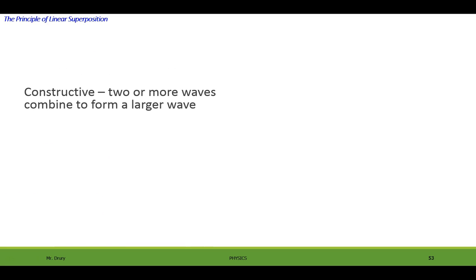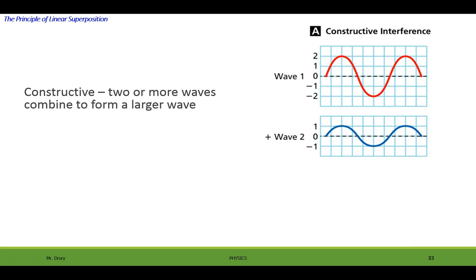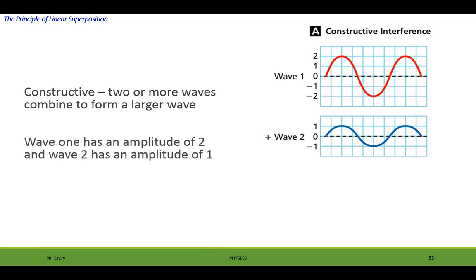Constructive interference: two or more waves combine to form a larger wave. So here we have two waves, wave 1 and wave 2. Wave 1 has an amplitude of 2, and wave 2 has an amplitude of 1. So here's wave 1, which goes up 2 units and down 2 units, so therefore has an amplitude of 2. This one has an amplitude of 1.